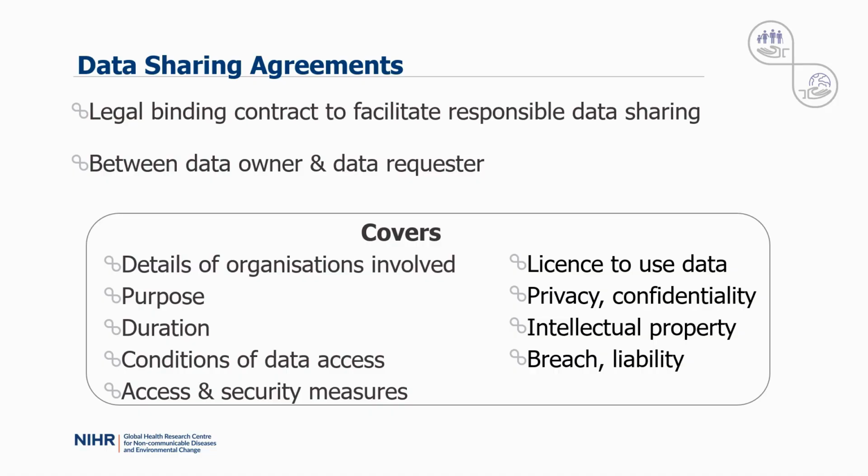It will include the details of the organizations that are involved, so who's the giver, the provider, who's the receiver. The purpose of the sharing and duration are covered, along with conditions of data access. This includes things like who will have access and the security measures that need to be in place. License terms to use the data will be provided along with privacy and confidentiality considerations. Intellectual property, breach and liability sections will also be available.